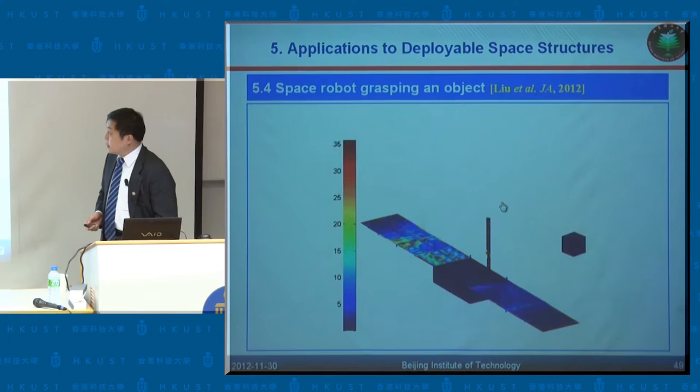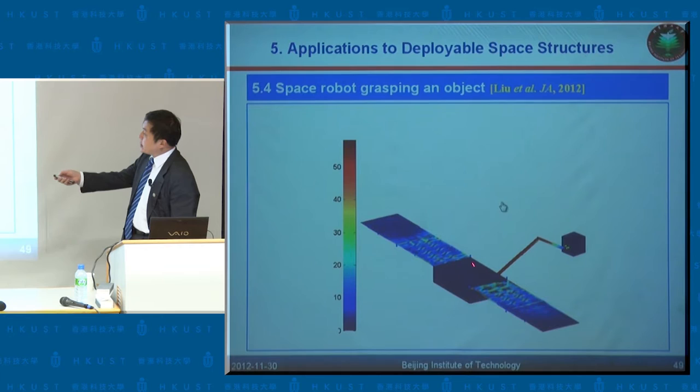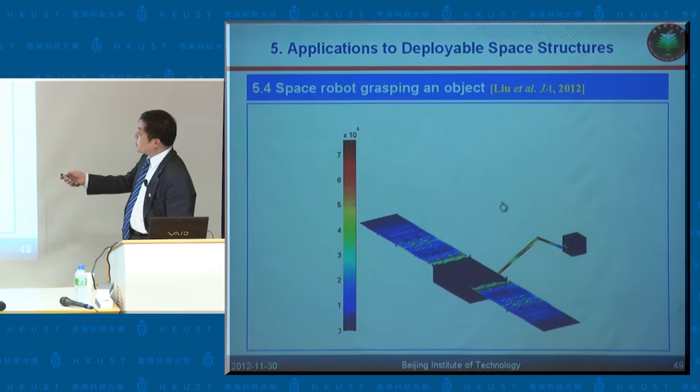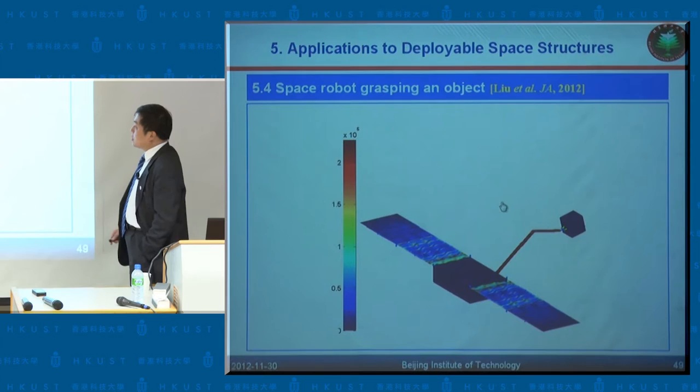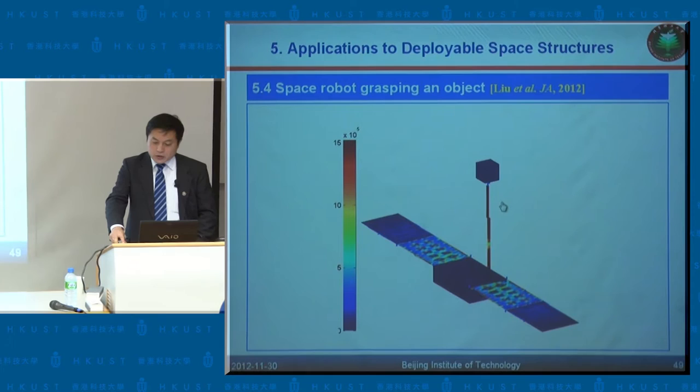And here we can see the coupling of the overall motion together with the deformation of the solar panels. Here, the color represents the change of dynamic stress. When the manipulator just grabs the object, the dynamic stress will change all of a sudden. Of course, in all the cases, the highest level of dynamic stress happens at the clamped ends of the two clamped solar panels. Here, let me show you two specific cases.